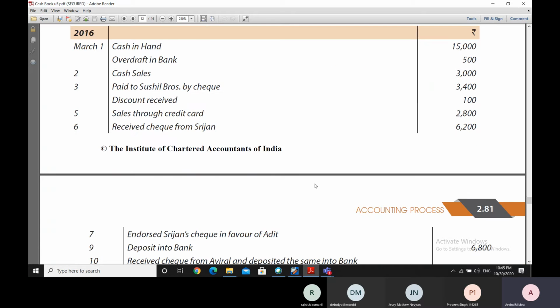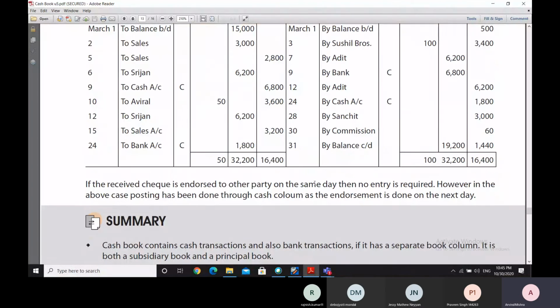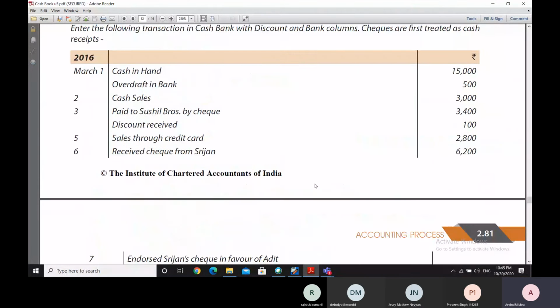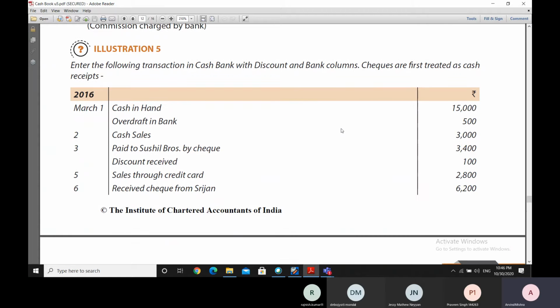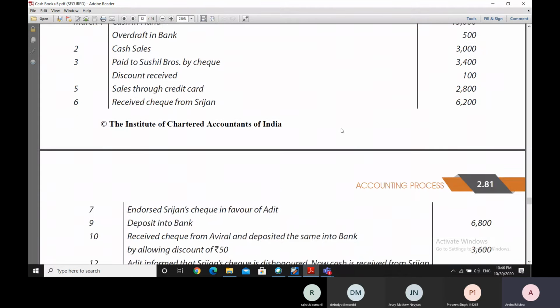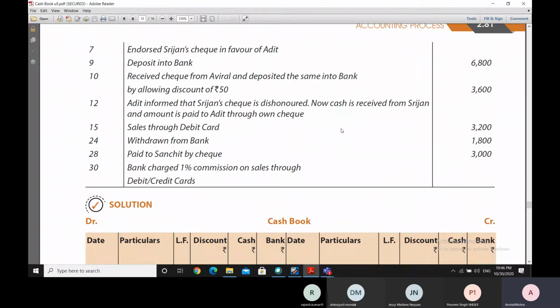Now, in illustration 5, let us look at this illustration. Certain transactions are given here, and we are supposed to enter the transactions in the cash book, which has discount and bank columns, and the checks are going to be first treated as cash receipts, as we had seen earlier also. So first of all, 2016 March 1, we are starting from March 1 and going up to March 30. These transactions relate to the month of March in 2016.